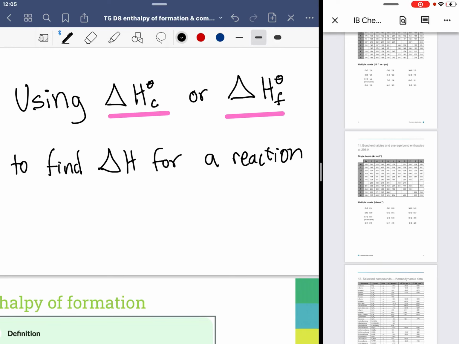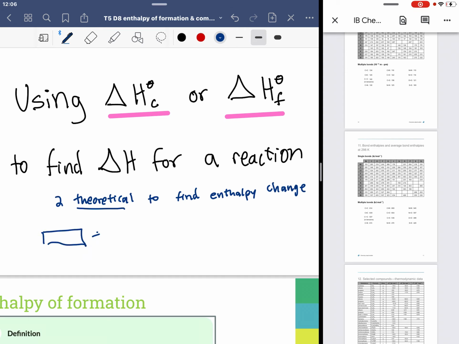Hi everyone, welcome. The purpose of this video is to go over using delta H of combustion or delta H of formation to find delta H for an overall reaction. These are two theoretical ways to find enthalpy change in a reaction. So what does that mean?